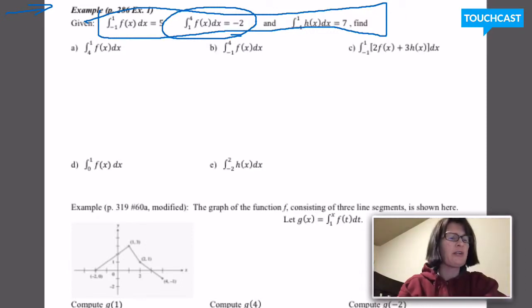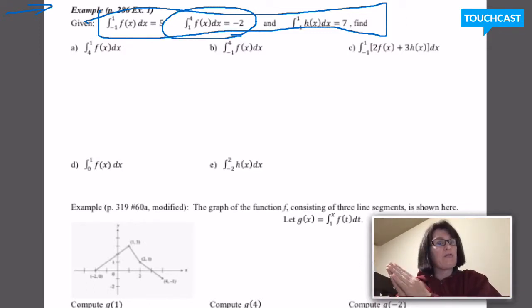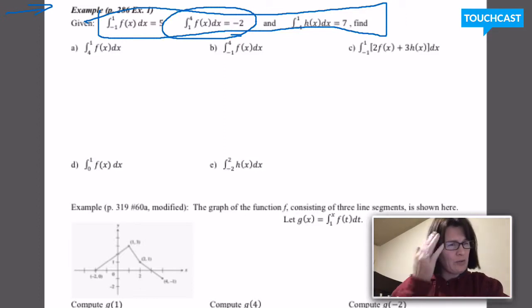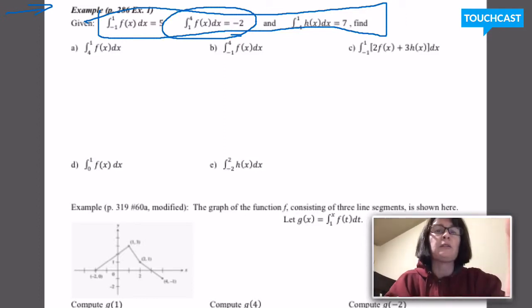And then this should be a clue here. When you see the integral from 4 to 1, those limits are out of order. We integrate usually, generally, typically, from left to right. So the fact that these limits are out of order should be our clue. And anytime you see that, I want you to think about that first rule that we learned.